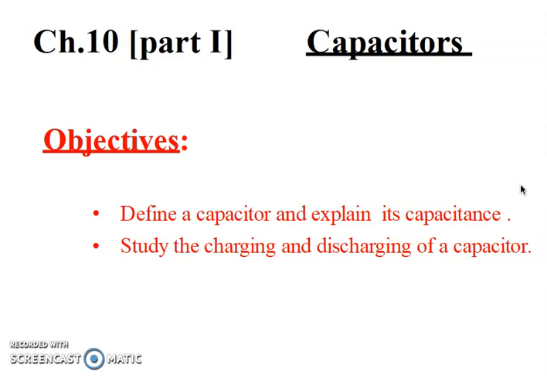You remember in the previous videos I taught you how to study the charging of a capacitor. And in this video I am going to teach you how to study the discharging of a capacitor. Let's start.